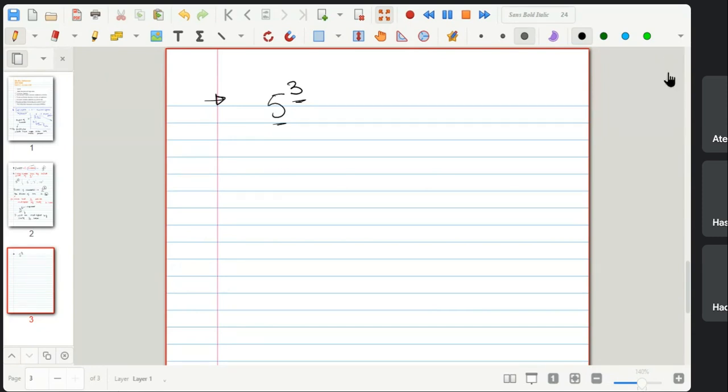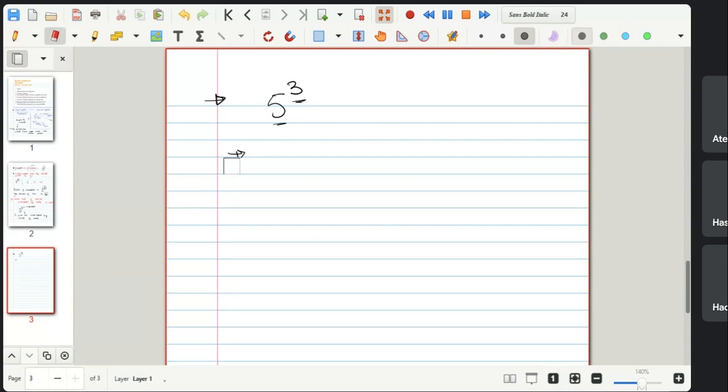Can you explain this thing? What is meant by this 5 power 3? We will multiply 5 three times by itself. Okay, very good. Excellent. So dear students, this is the meaning of the power. We multiply the 5 by itself 3 times. And how will we do this?